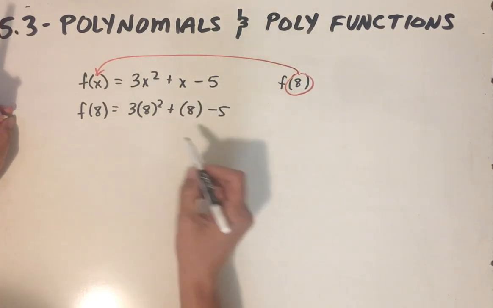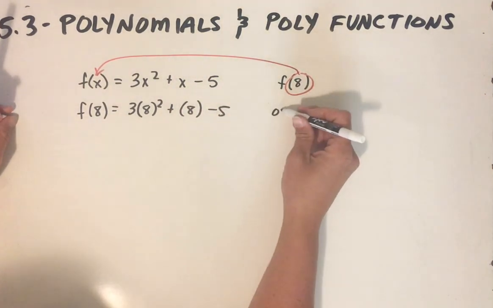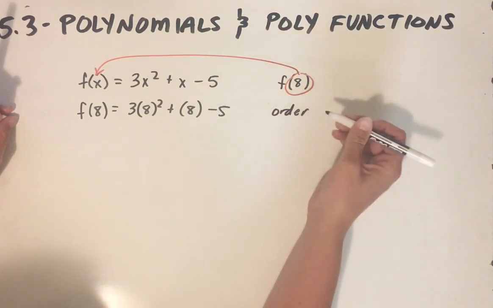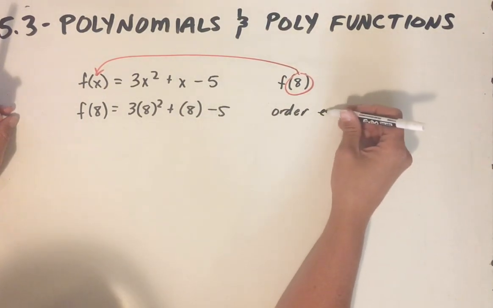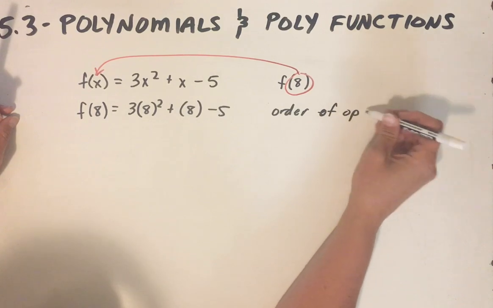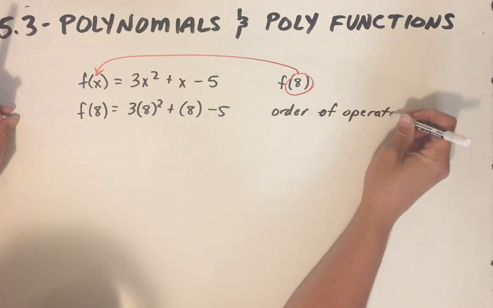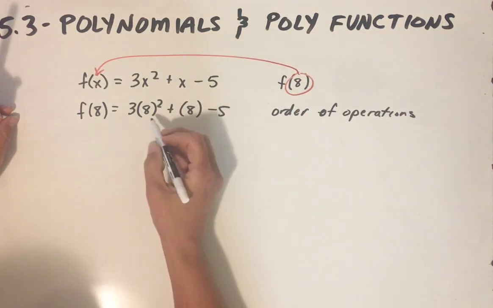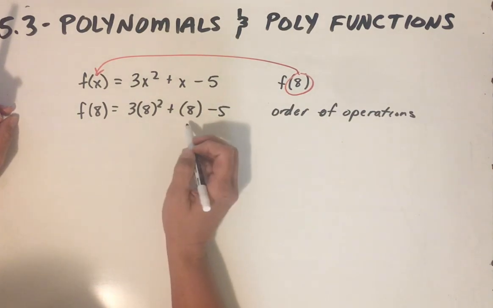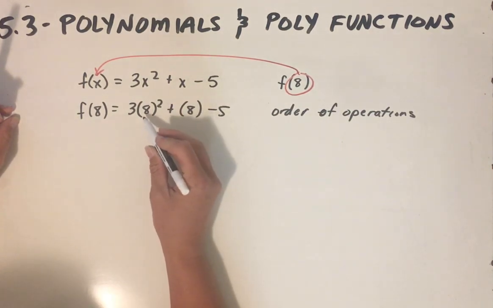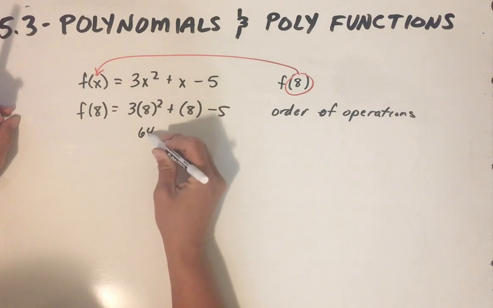Okay, and then from here, I'm going to simplify this using the order of operations. So first I'm going to do parentheses, exponents, and we're going to go from there. These parentheses just mean multiply. So this is an exponent here, so I'm going to do 8 times 8 first. That's going to give me 64.